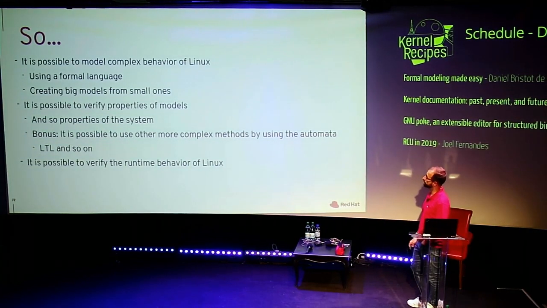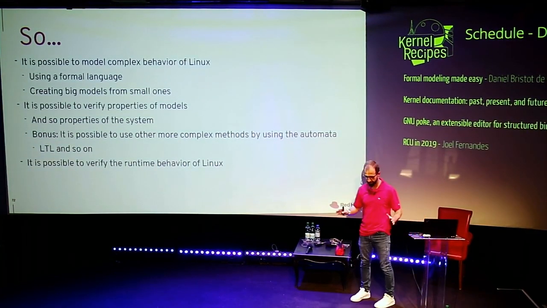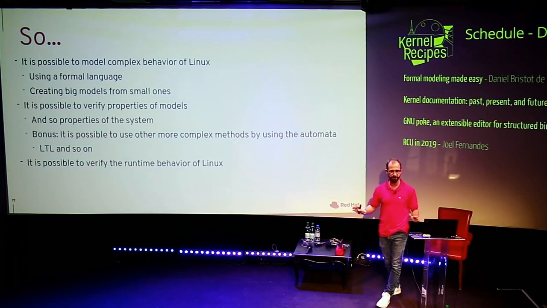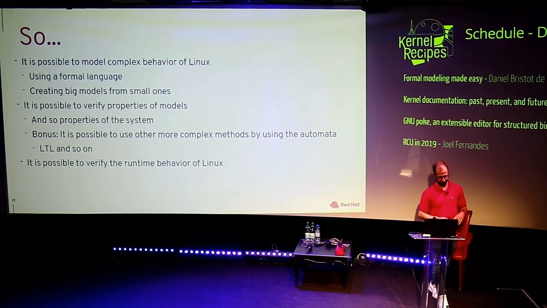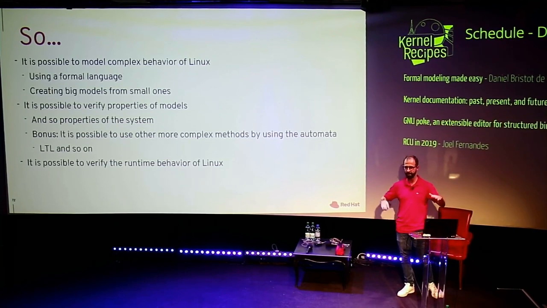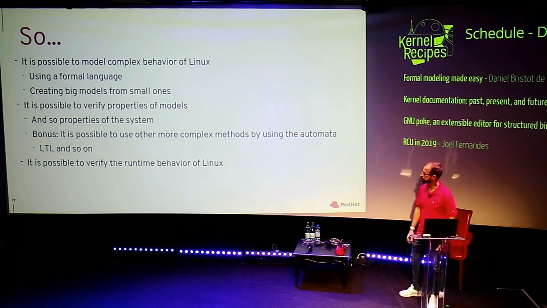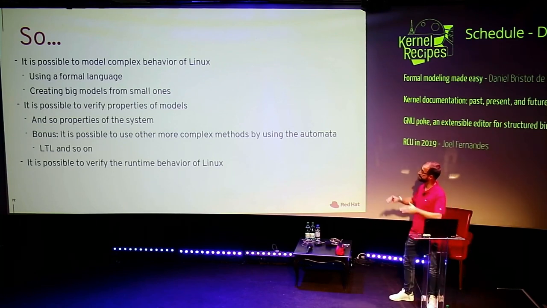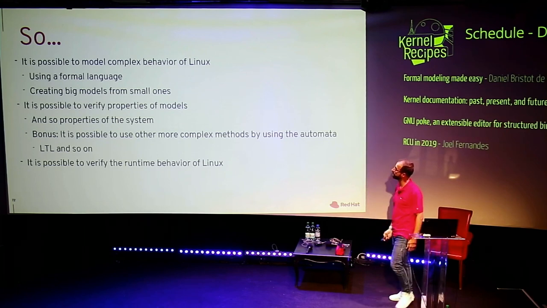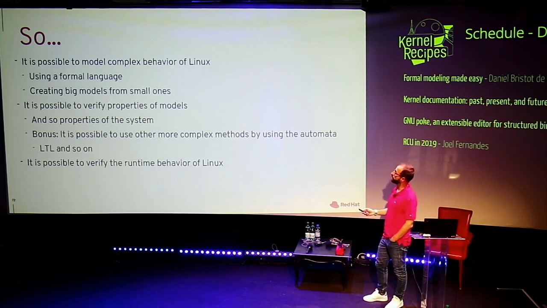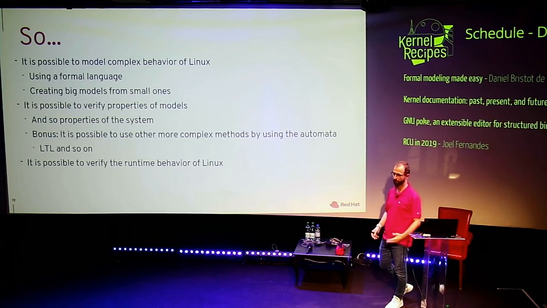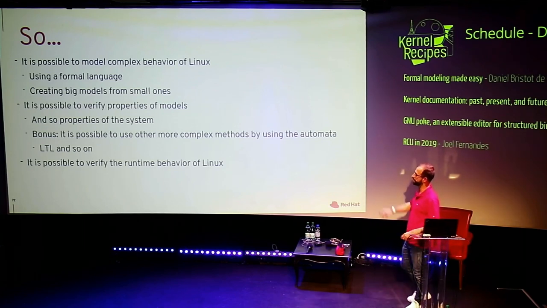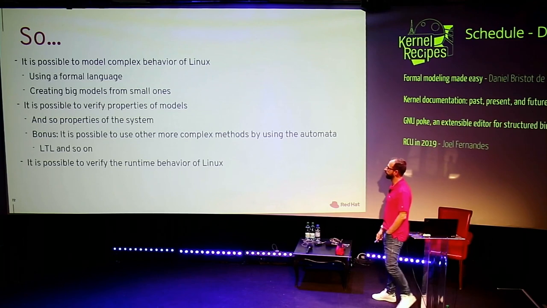So it's possible to model complex behavior of Linux, but here again, I'm talking about runtime behavior. There are many more methods to do verification, like at the instruction level or at the code level. Here I'm talking about the event level, right? But it's possible to model these high-level design models for Linux, complex models, using a formal language. We can create big models from small ones. And this helps in the development itself and the maintenance of the model, because I don't need to read that huge model, right? And it's possible to verify the properties of a model.